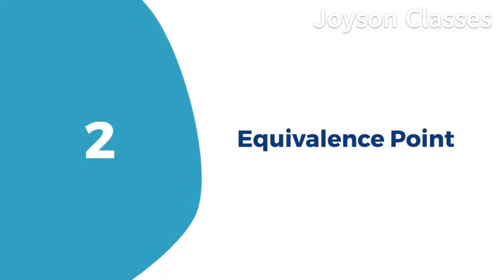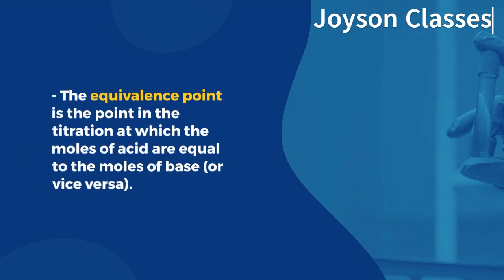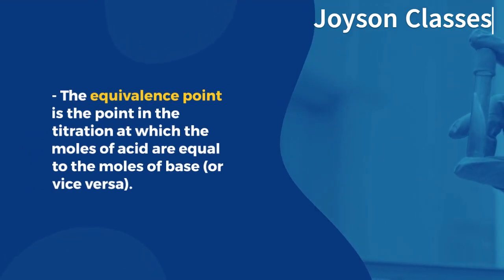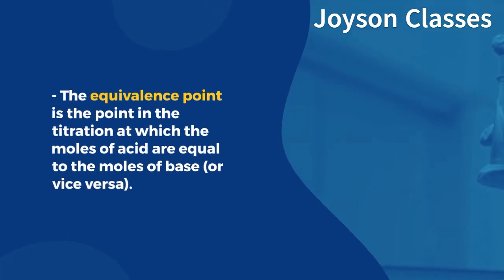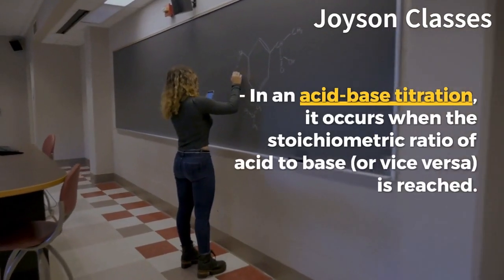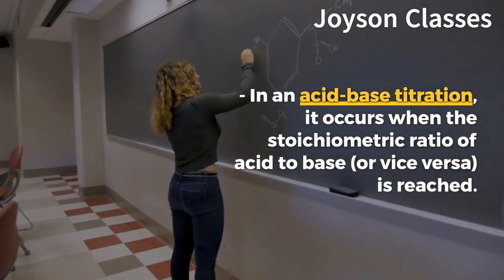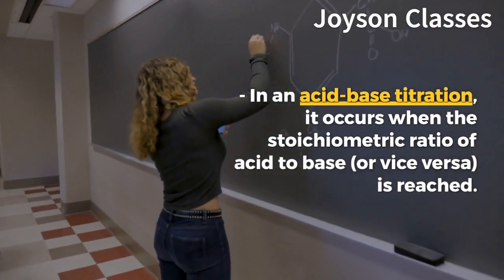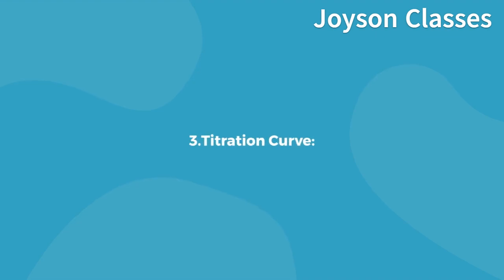2. Equivalence point. The equivalence point is the point in the titration at which the moles of acid are equal to the moles of base, or vice versa. It signifies that the reaction is complete. In an acid-base titration, it occurs when the stoichiometric ratio of acid to base, or vice versa, is reached.